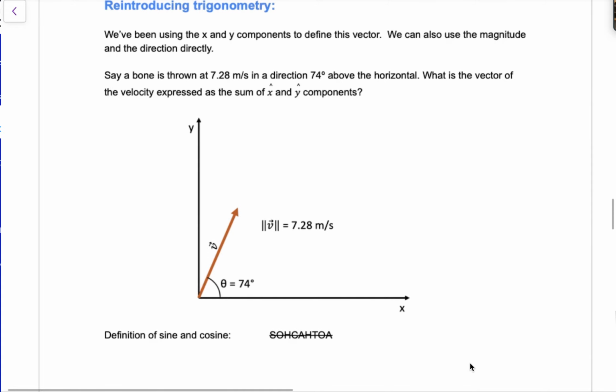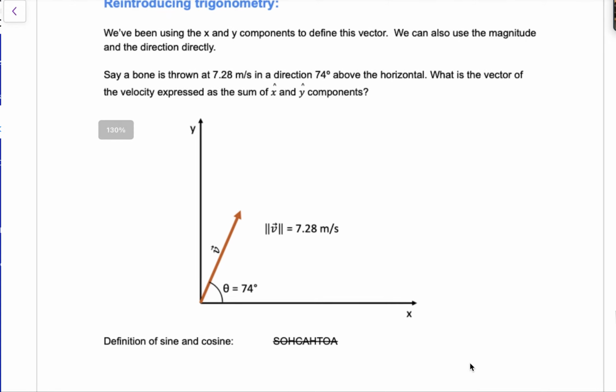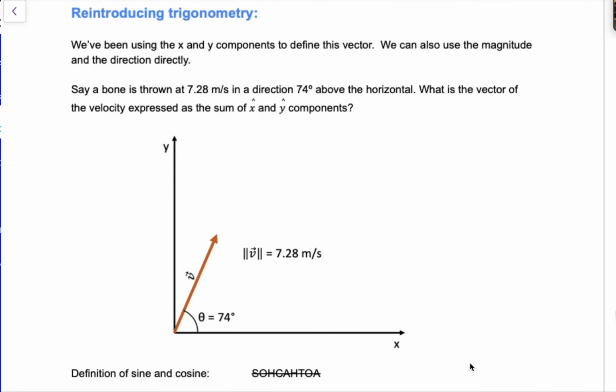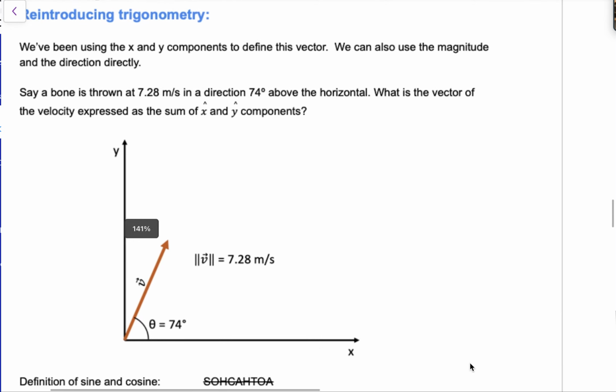So we've been using x and y components to define the vector. We can also use the magnitude and the direction directly. Say a bone is thrown at 7.28 meters per second in the direction of 74 degrees above the horizontal. What is the vector of the velocity expressed as the sum of the x and the y components? That's the question we need to solve here. Let's move this over a little bit.